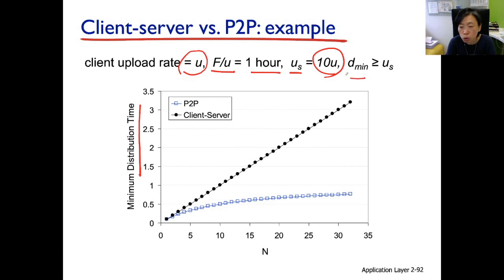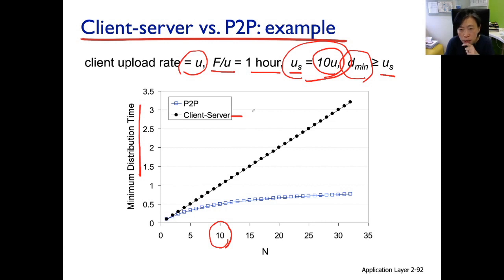And let's assume the downlink capacity of all the clients is just so large, much higher than the server uplink rate. So the bottleneck is actually here, the user uplink. Now, let's assume that there are 10 users. In client-server mode, what is the distribution time?